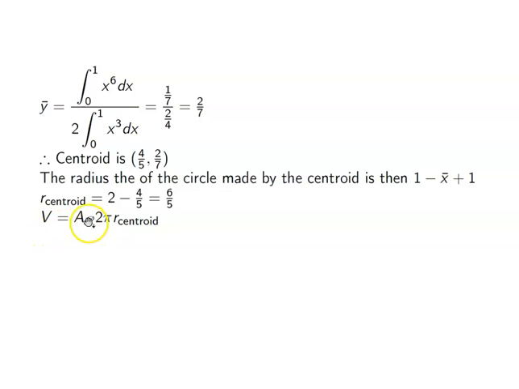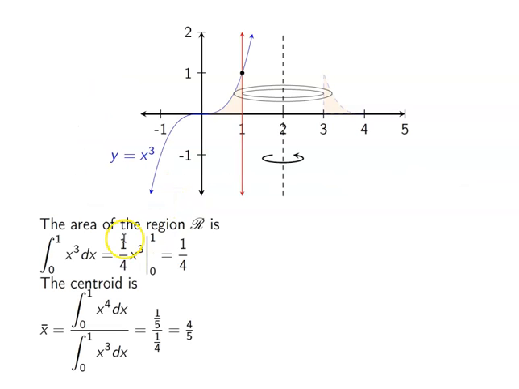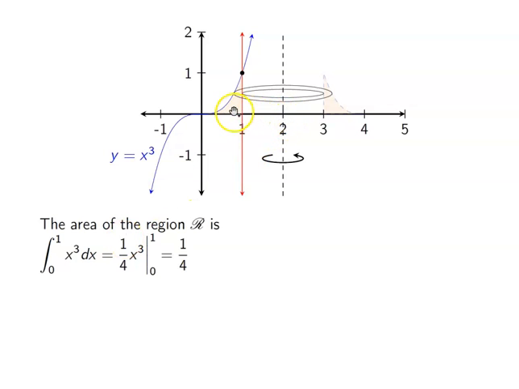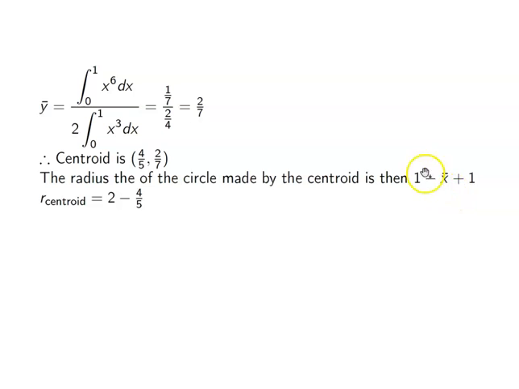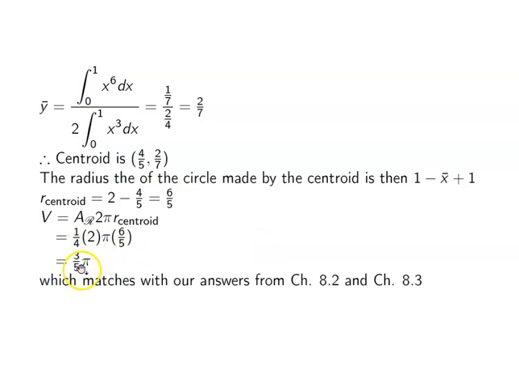The volume is the area of that region, which we know is 1/4, times 2 pi times the radius created by the centroid, which is 6/5. So area is 1/4, 2 pi, and the radius caused by the centroid is 6/5. Again, the reason is because the radius starts from the center here, not here. So the x bar is somewhere here, but the radius formed is this distance left over, so 1 minus however much I move in, plus this extra 1. That is where we get 1 minus the x bar plus that 1, because it starts at 2. So when I multiply this all across, I get 3/5 pi, which matches our answer from 8.2 and 8.3, but is much, much less work than both of those problems.